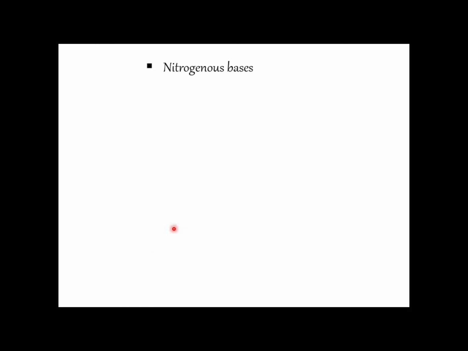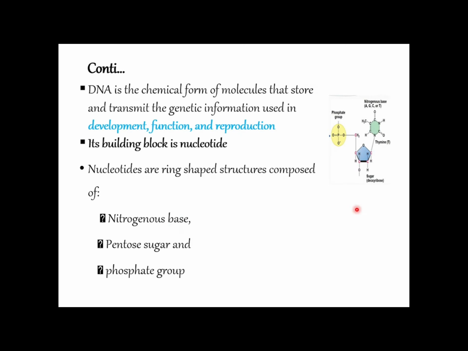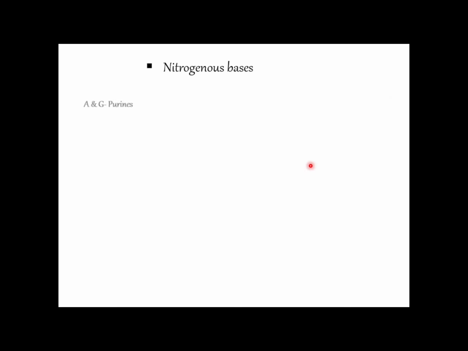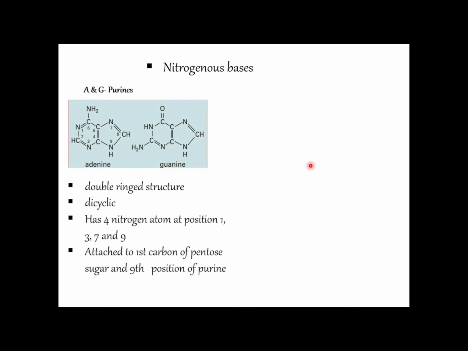That is this one, the first position of the pentose sugar. So attachment takes place there, and at the ninth position of the purine, which is around here. So attachment is carried out. Anyway, adenine and guanine are what you call purines.